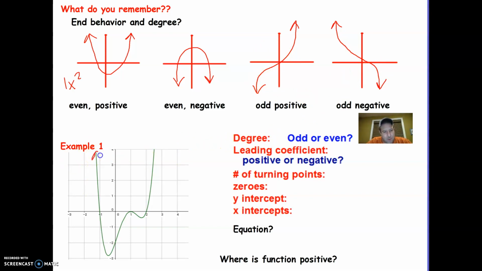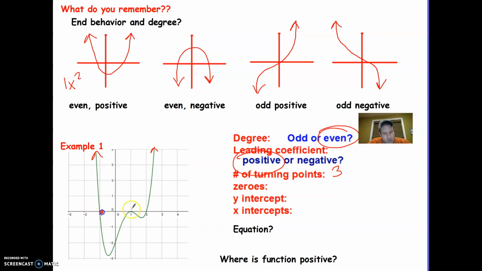So when you look at this example, you can see that both sides are infinitely going up. That tells me that it matches this right here. So we know that this is an even degree. We also know that it's going to be a positive leading coefficient because both sides are going up. The amount of turning points: if I follow the function, it's going down, down, down, but then it turns and starts going back up. So that's one turning point, and then it goes back down again, and then back up again. So it turns directions 3 times.